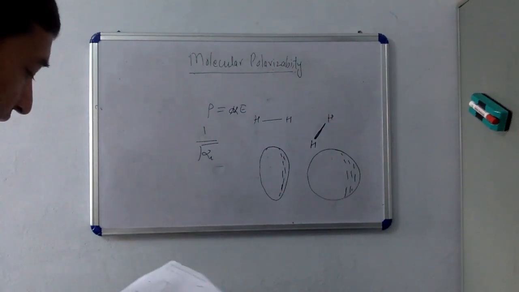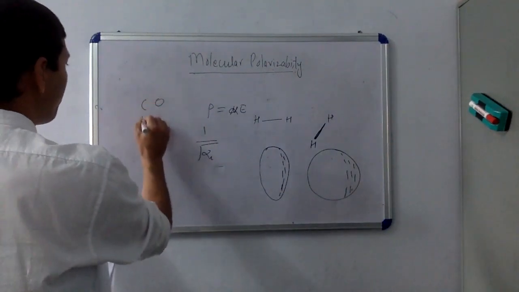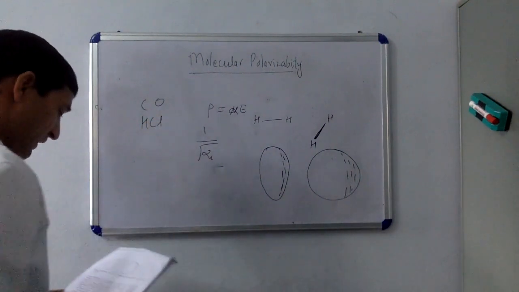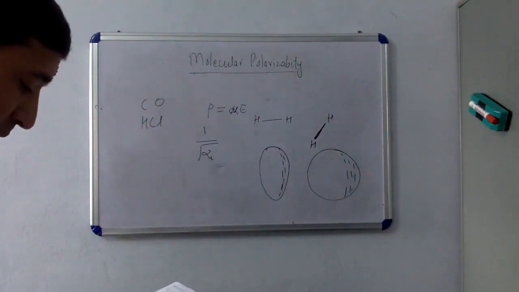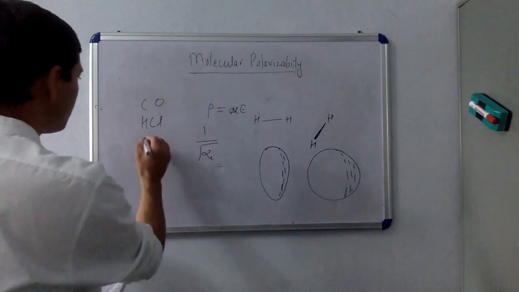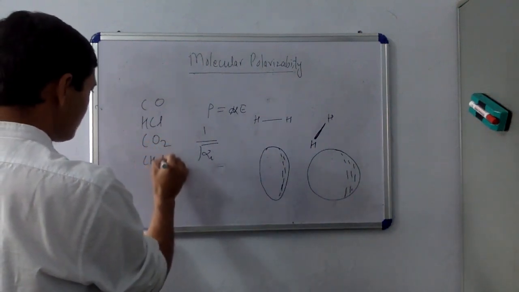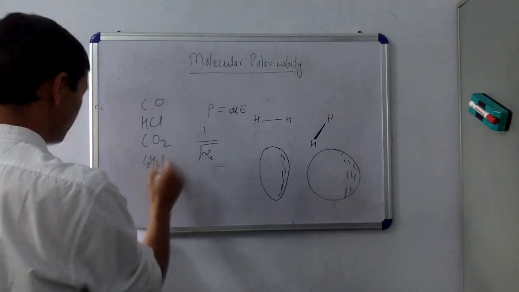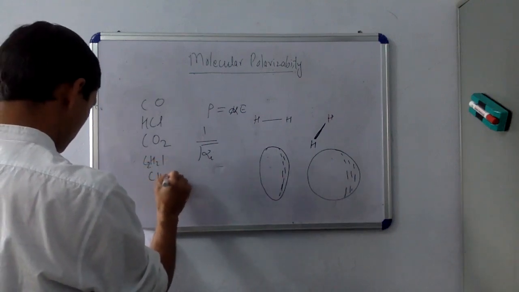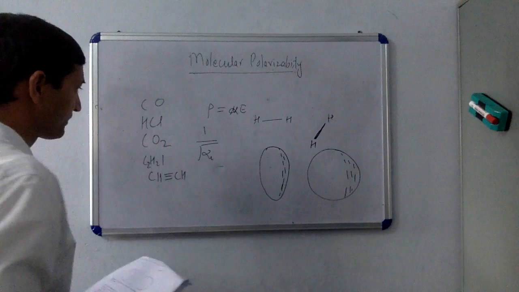For example, other diatomic molecules like CO and HCl, or linear polyatomic molecules like CO2 and C2H2, that is HC triple bond CH.